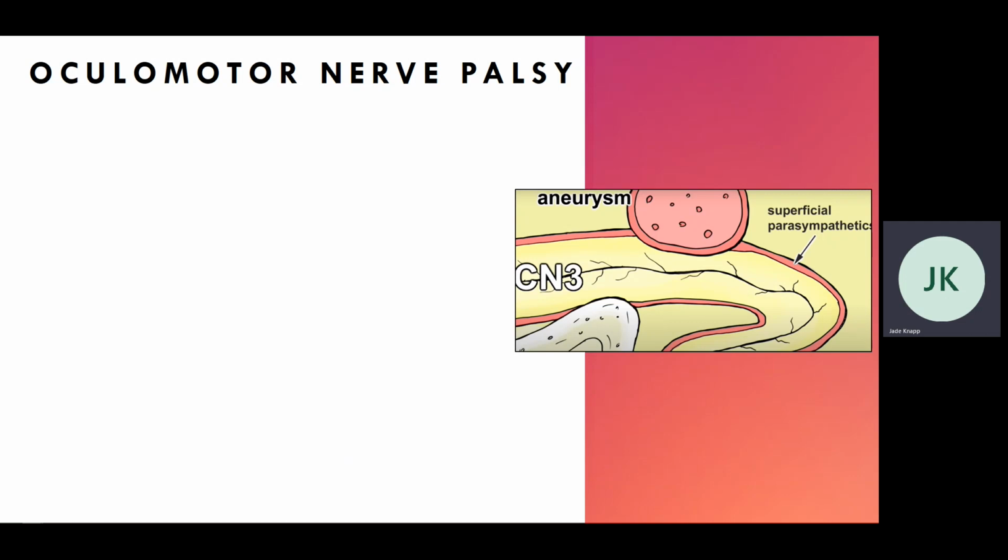So if you've got an aneurysm pushing down onto the nerve, the parasympathetic fibers are going to be one of the first things to be affected. Therefore, the pupil becomes involved. If you've got a third nerve palsy from another cause, like an ischemic cause, the pupil's not necessarily affected. So a pupil-involving third nerve palsy is a problem. They need prompt imaging because you're worried about a PCOM, posterior communicating artery aneurysm.